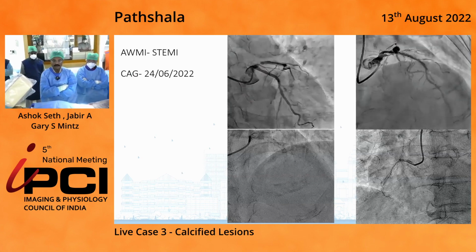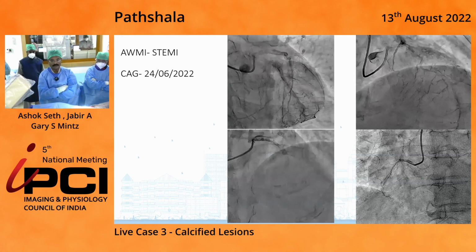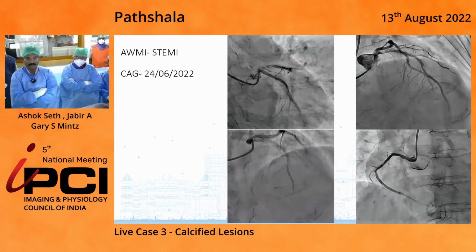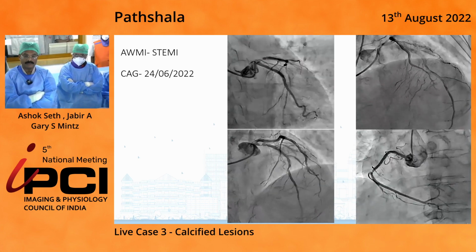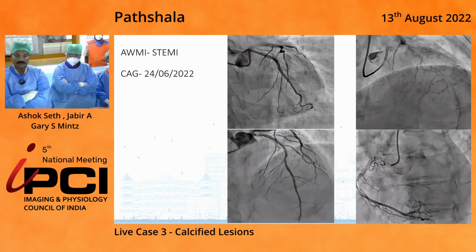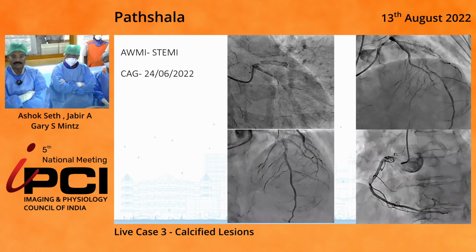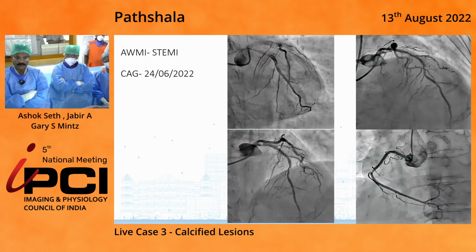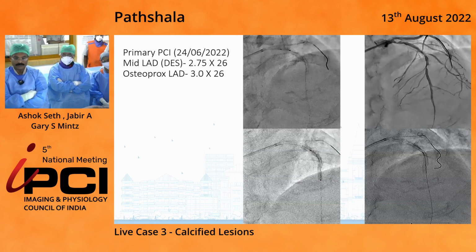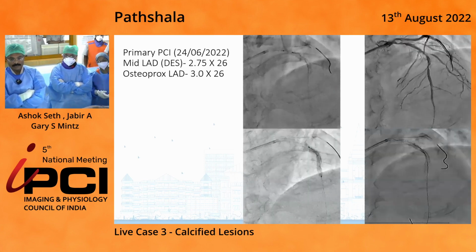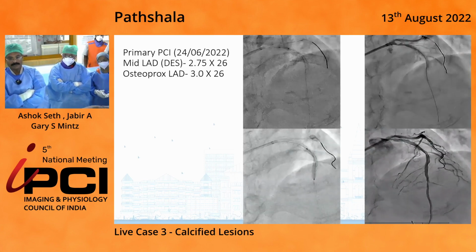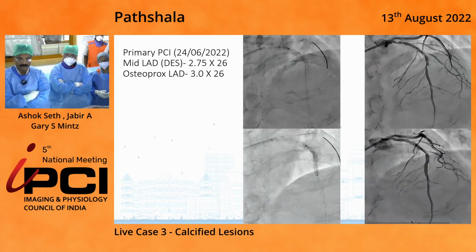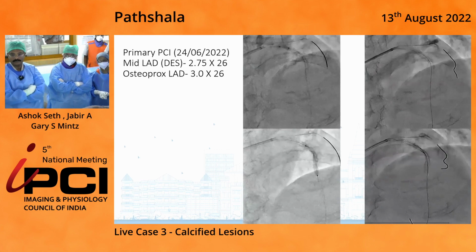These are the angiograms of the anterior wall STEMI on 24/6/2022. You can see the left anterior descending with a tight lesion so close to the ostium and significant calcification down up to the mid LAD. There's a lesion in the RCA also. They did an angioplasty with 2 stents, in the mid LAD a 2.75 into 26 drug-eluting stent with another 3 into 26 millimeter drug-eluting stent with overlap.